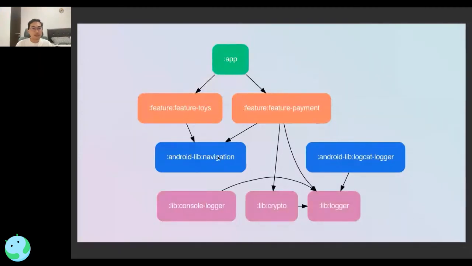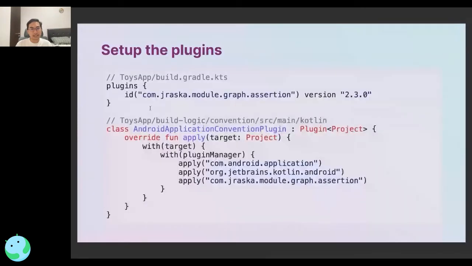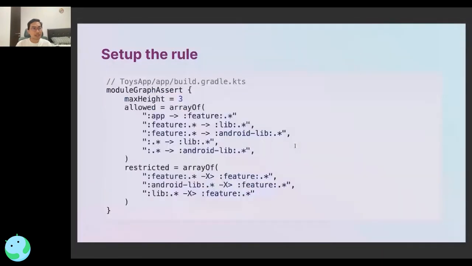And to enforce these rules, first we need to set up this plugin, import this plugin. And as you can see, we are using a convention plugin for our app module to add the module graph assertion plugin. We then formalize the rules we have decided in the previous two slides, where we allow the following relationships.